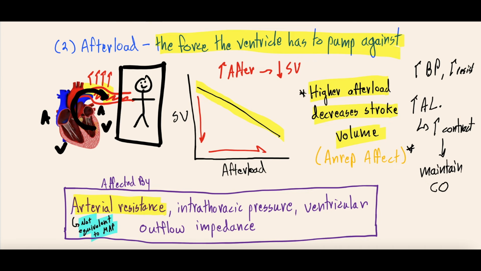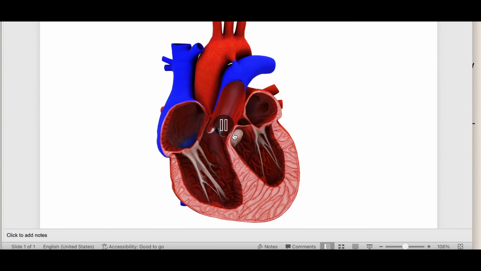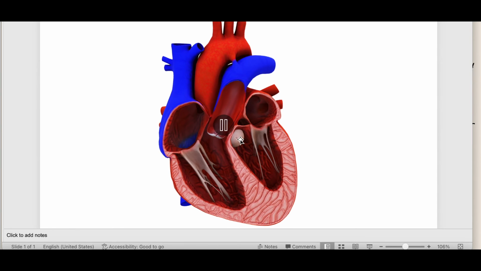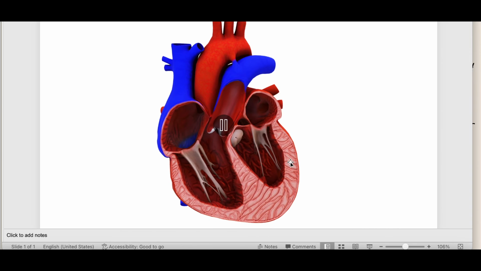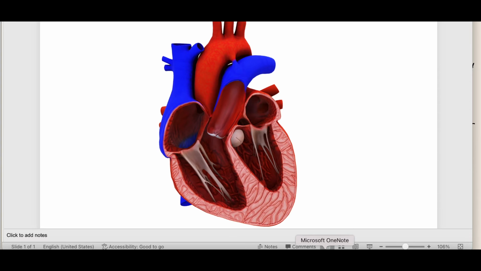It's also affected by your intrathoracic pressure, how much pressure is in your thoracic cavity, and if there's any ventricular outflow impedance, which essentially in the simplest version would be something like aortic stenosis. If we go to our video here, this is the left ventricle pumping blood through the aortic valve into the aorta. There's a valve here. If this is stenotic, if the opening is small, it's going to lead to the heart having an increased pressure to pump blood through it, and that would be an increased afterload.